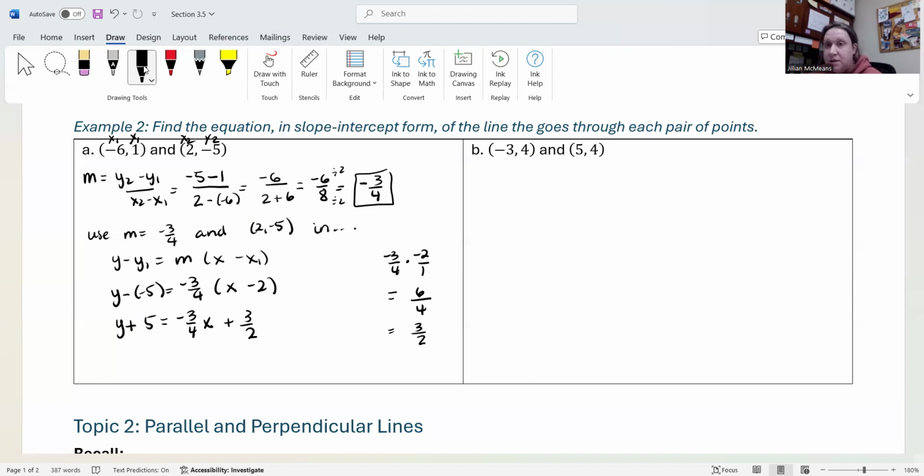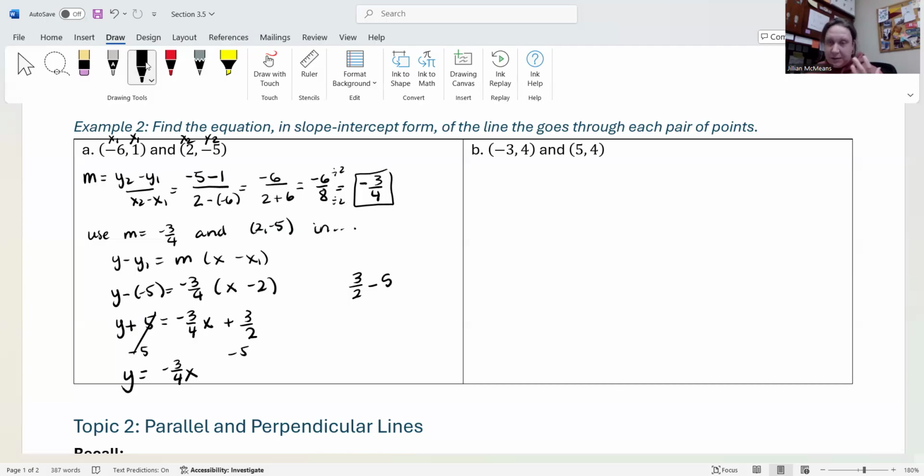So I want to write this in slope-intercept form, okay? I need to subtract 5 from both sides. So ultimately what I'm going to be looking for is y equals -3/4 x, but then I've got to do some side work, okay? So I'm going to have to erase a little bit just to make some room. So I'm going to erase the side work where I multiplied my -3/4 times 2. We know that gave us 3/2, so now I've got 3/2 minus 5, okay?